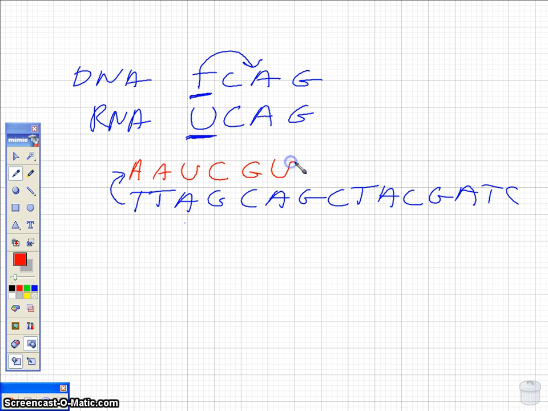A bonds to U, G bonds to C, C bonds to G, T bonds to A, but A bonds to U, not T. Another G, a C, a U, an A, and a G. So this gives us our RNA strand. This guy can be carried out of the nucleus.